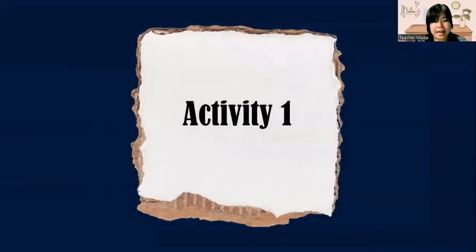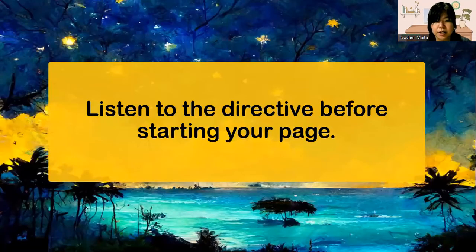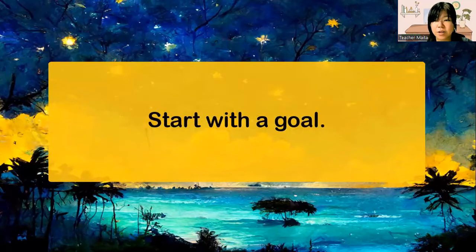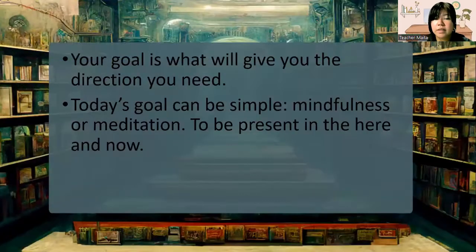Welcome, activity 1. So the first one we're going to do is we are going to be listening to the directive before you start your page. Okay, so start with a goal. Usually when we start an art as therapy activity, we usually have a goal in mind. Your goal will give you the direction you need. So today's goal can be simple. It could be just for mindfulness or meditation, to be present in the here and now. It could be as simple as that.